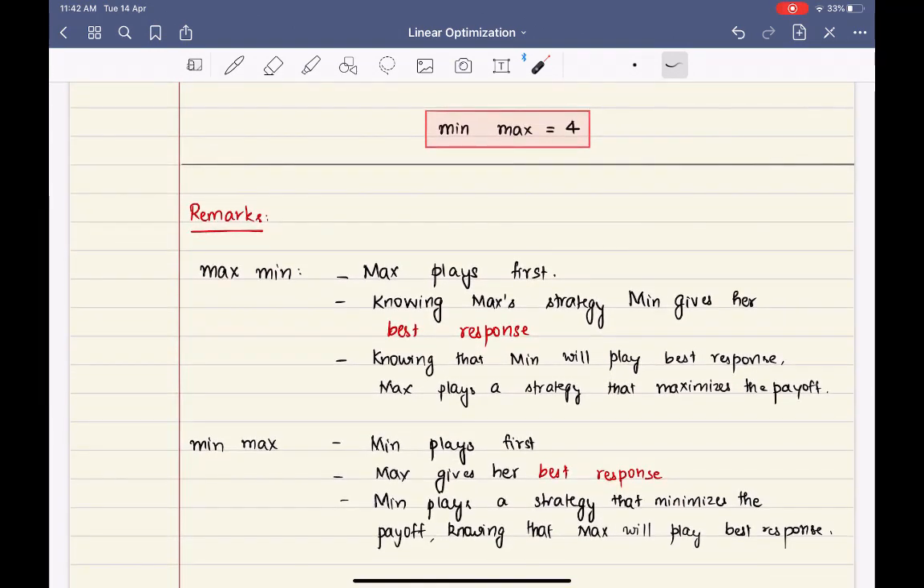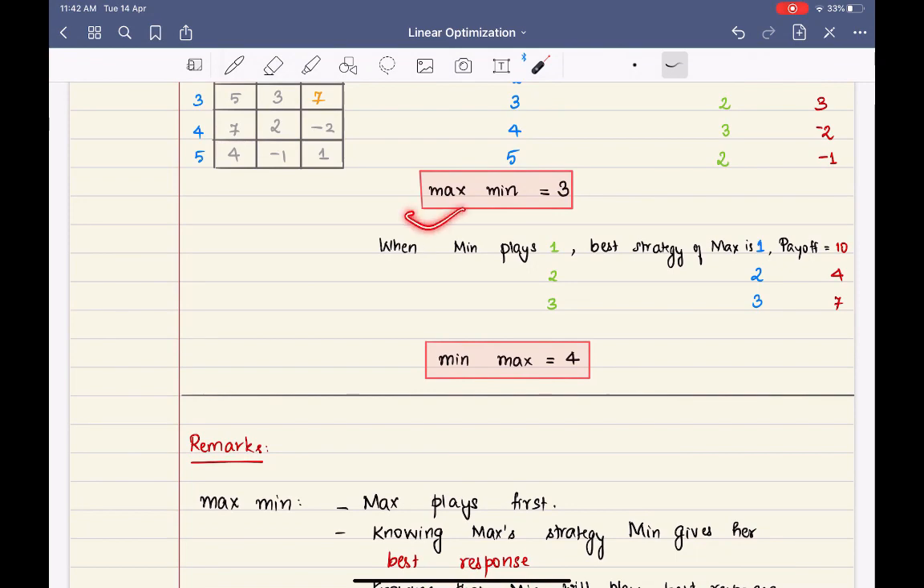Now that is the reverse case for Min Max. When Min plays first, Max gives the best response and Min plays a strategy that minimizes the payoff, knowing that Max will play the best response. Okay, so these are two quantities that are relevant to us when the game is given, Max Min and Min Max.